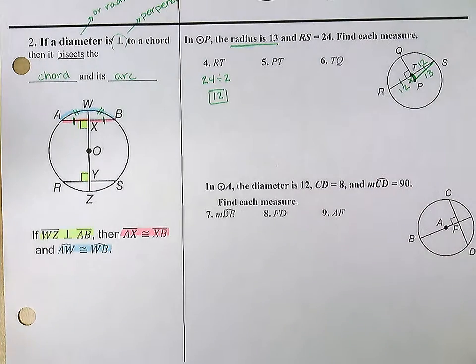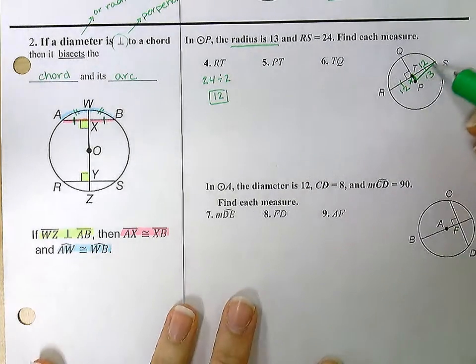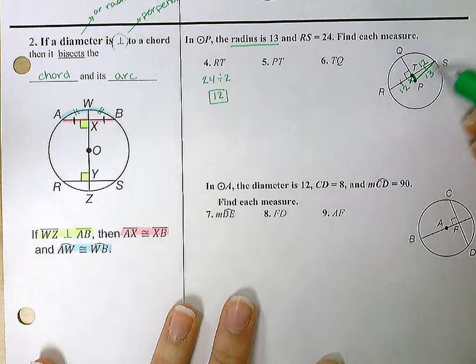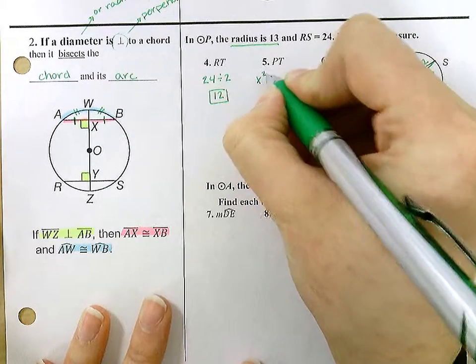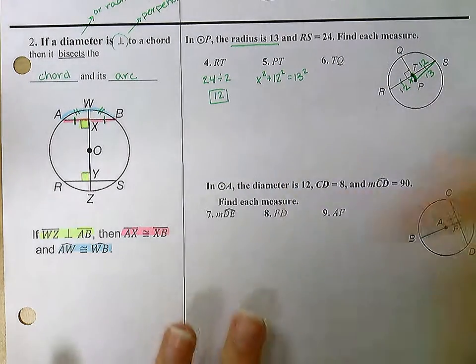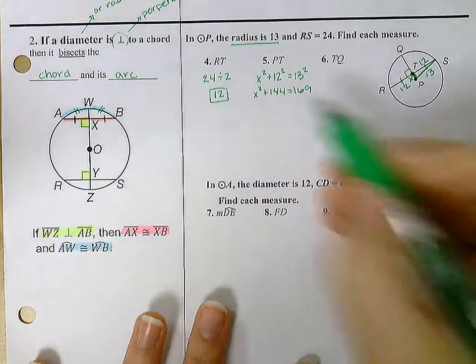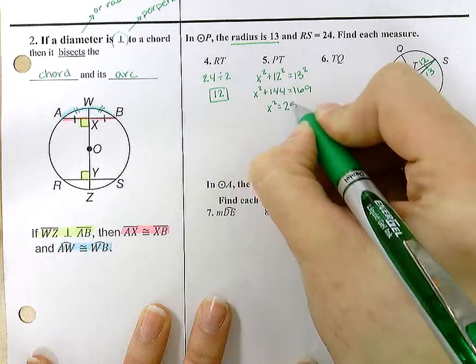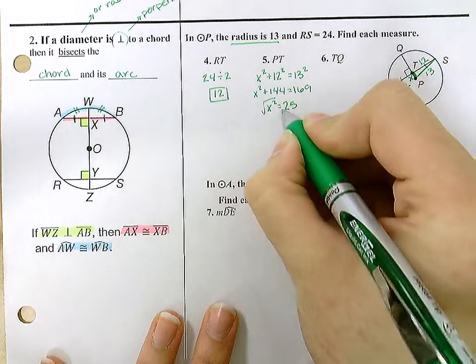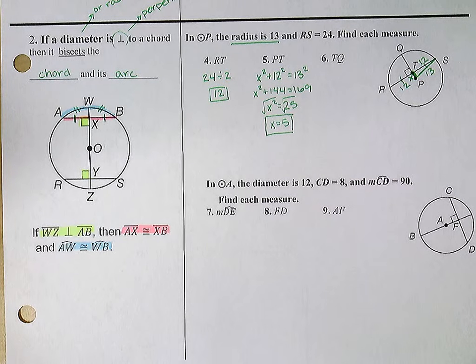To find this missing little piece right here, I have a right triangle. What do I use if I have a right triangle and I'm missing one side length? The Pythagorean theorem, yes. I'm missing one of the legs of that right triangle, and my hypotenuse, or my C value in the Pythagorean theorem, is 13. So I'd have x squared plus 12 squared equals 13 squared. So I have x squared plus 144 equals 169. Subtract 144 and take the square root of both sides. So PT would be 5.